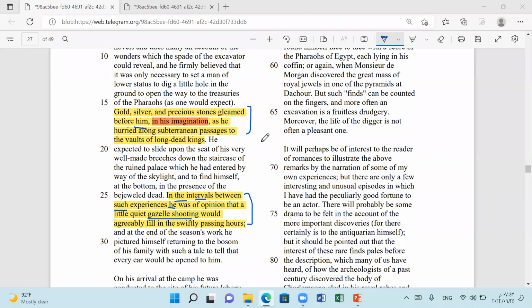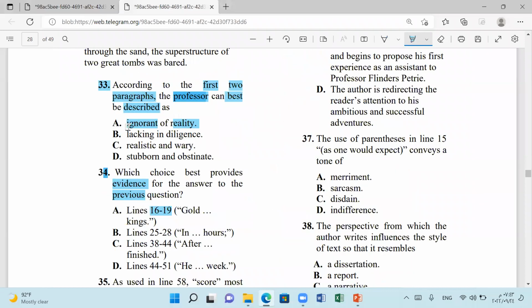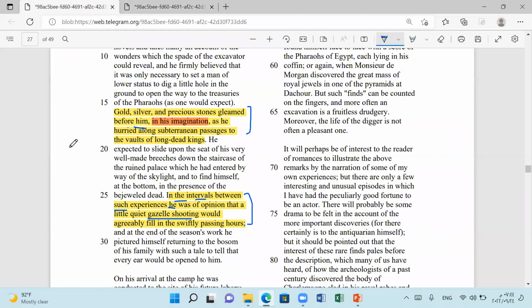Yes, ignoring the reality, or lacking the awareness of what is real, has to do with his imagination. He is living in a dreamy world. He is trying to imagine things that are not real, right? So this one has a certain matching evidence in one of the citations.